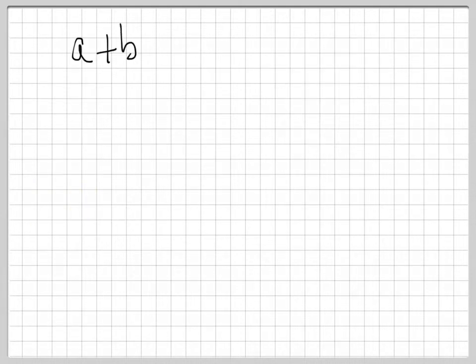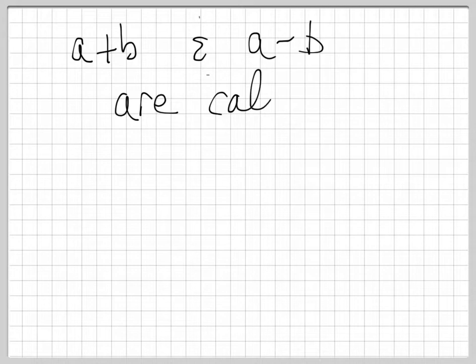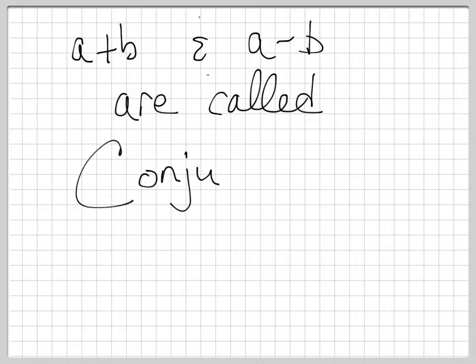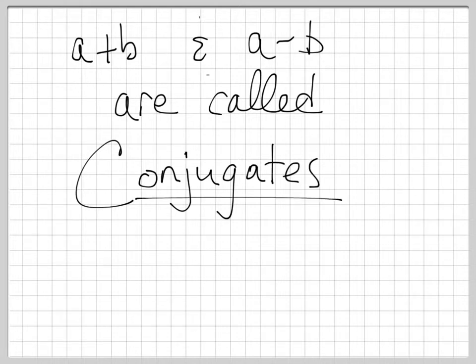A plus B and A minus B, they have a funny name. They're called conjugates. And we use them all the time in math. Almost always to do things like clear out a radical or clear out an imaginary number or things like this.